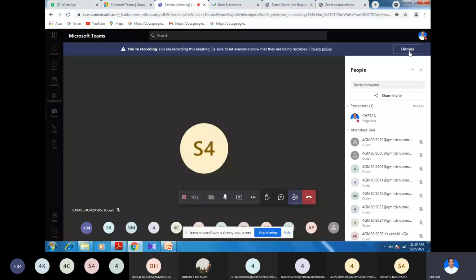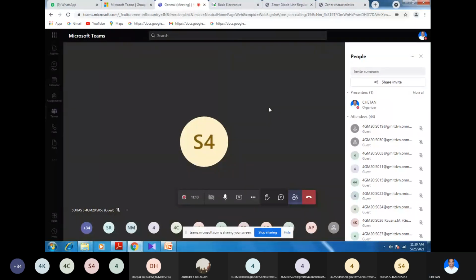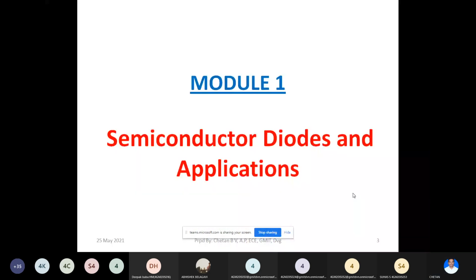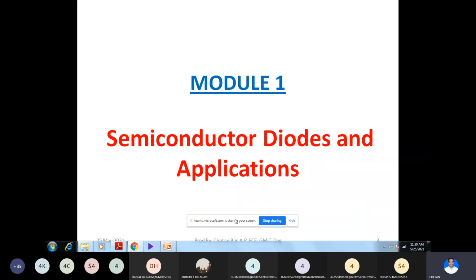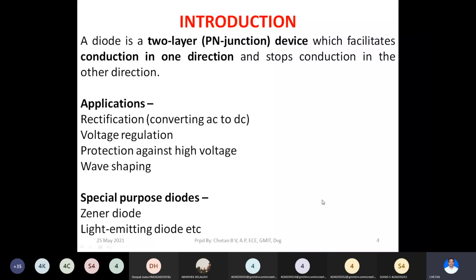Before starting today's class, let us have a recap of last week's topics. Last week, we started module one, semiconductor diodes and applications. We came across the fact that the PN junction diode is a two-layer semiconductor device which conducts in one direction, and there are many applications of this PN junction diode. Also, there are special purpose diodes like Zener and LED.